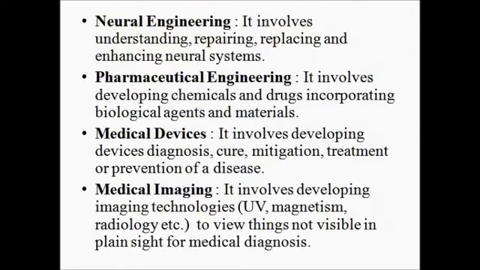Next is neural engineering. Of course, the name neural engineering suggests that it deals with the human brain. So it involves understanding, repairing, replacing and enhancing the neural systems. So this all deals with the human brain. Here the concepts of neural networks, fuzzy logic and genetic algorithm also come into play. Then we have pharmaceutical engineering. Here it deals with the creation of drugs, medicines and various other chemicals for treatment of diseases.